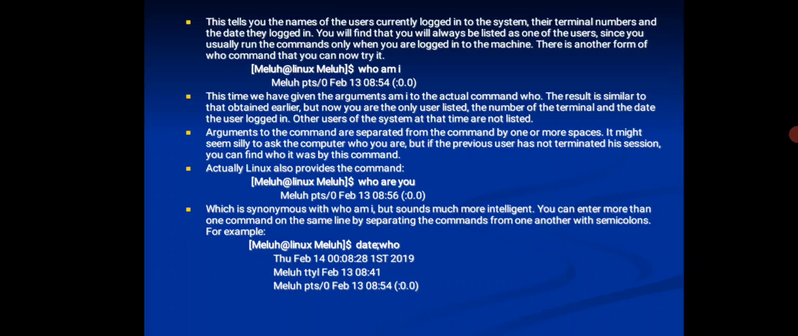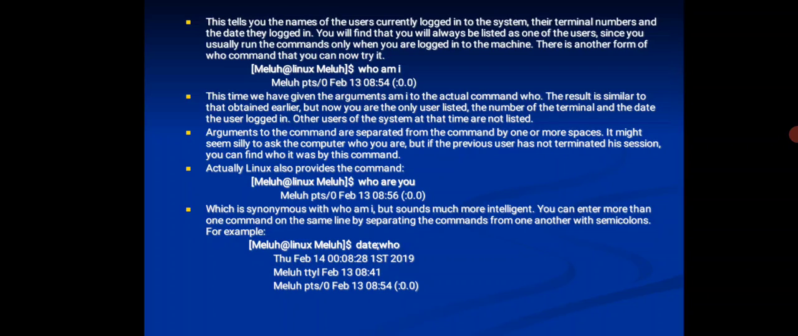Similarly, the previous user who entered into that machine, the previous user's name, date and time also we can see in the who command. But who am I will display only the user who entered now, his name and his date and time. Similarly we have who are you, which is similar to who am I.